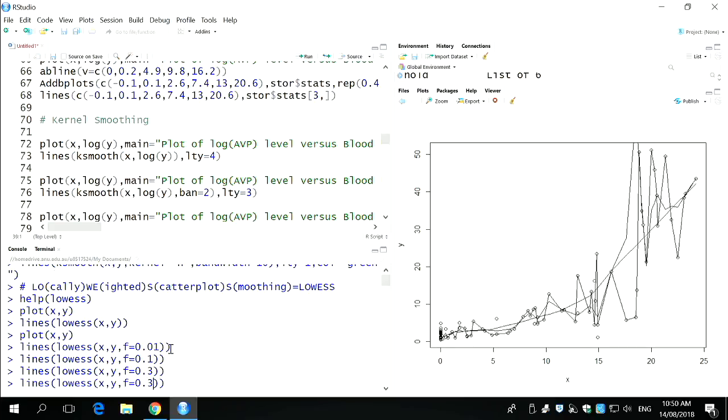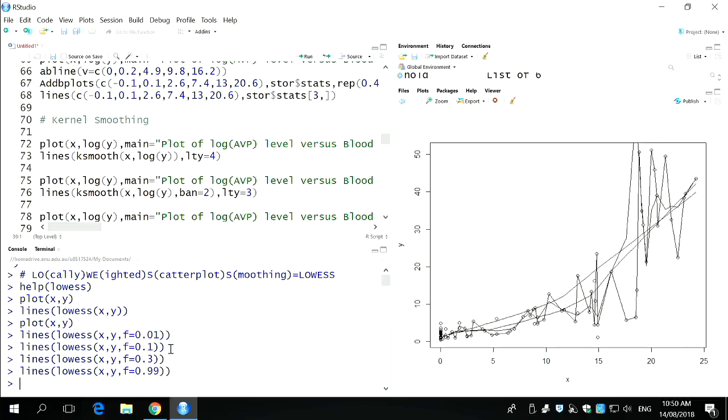Now let's go nuts. 0.99. You can see we're starting to lose features, right? It rises more steeply, more quickly, because when I put f equals 0.99, these later points here are in the window right from the get-go. So the average is rising, right?